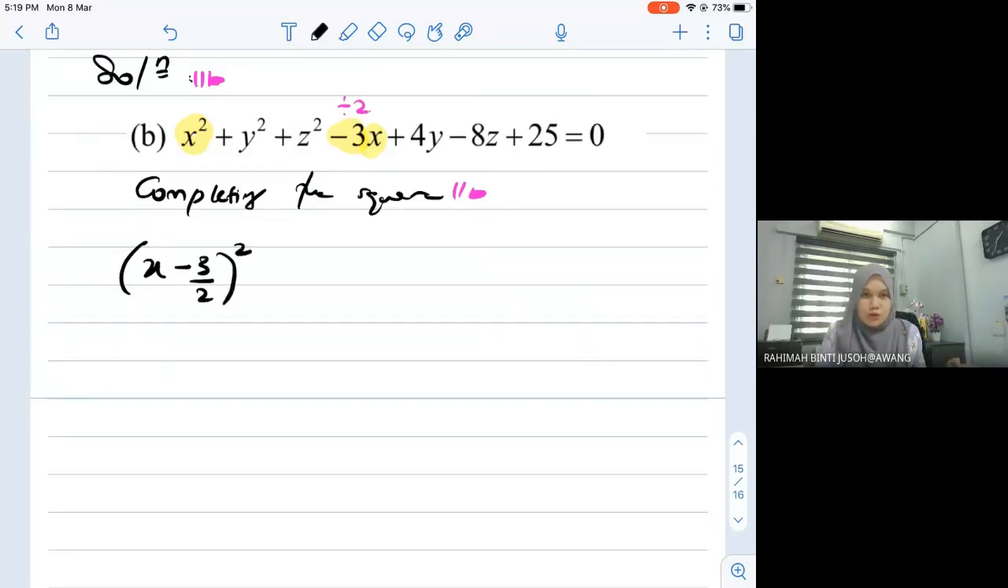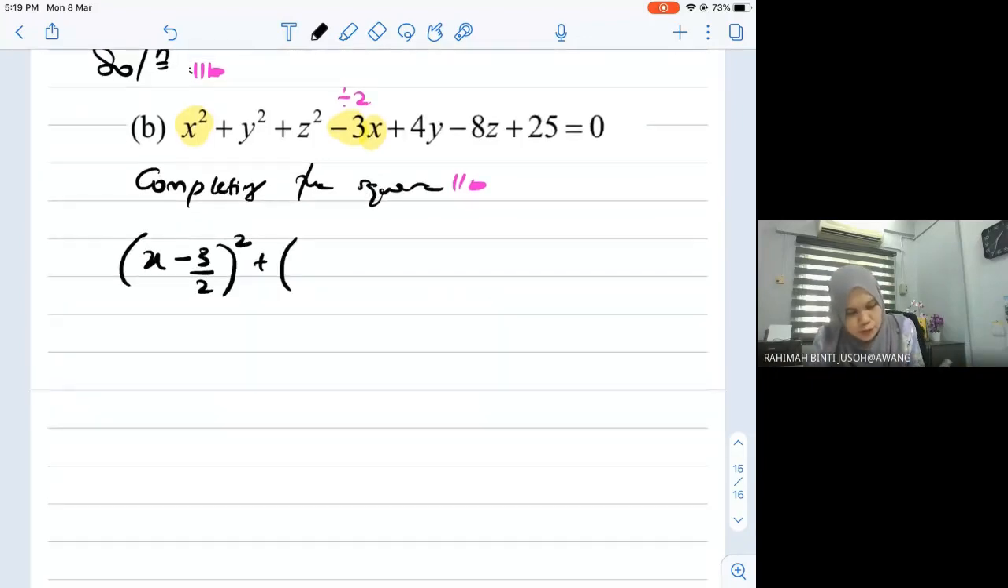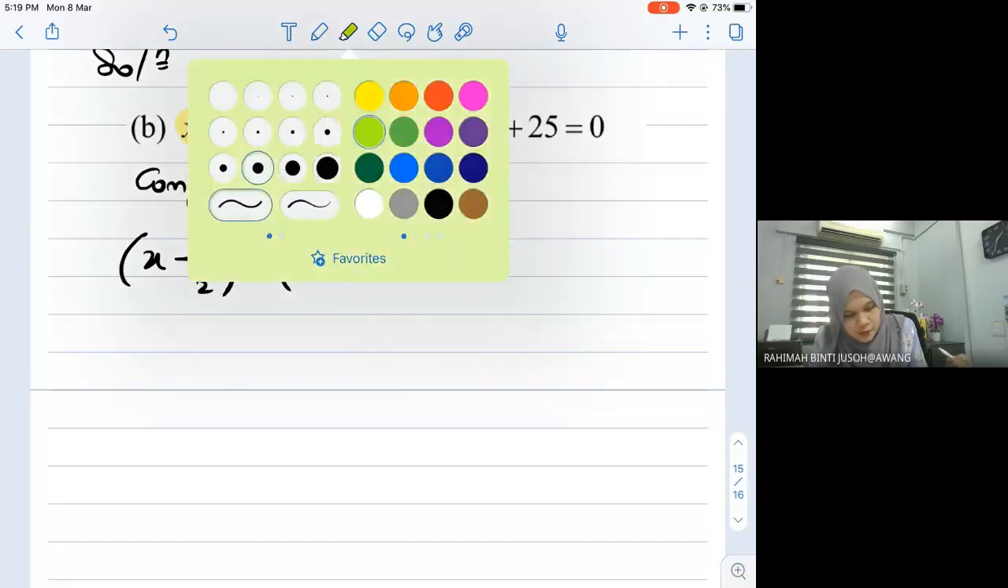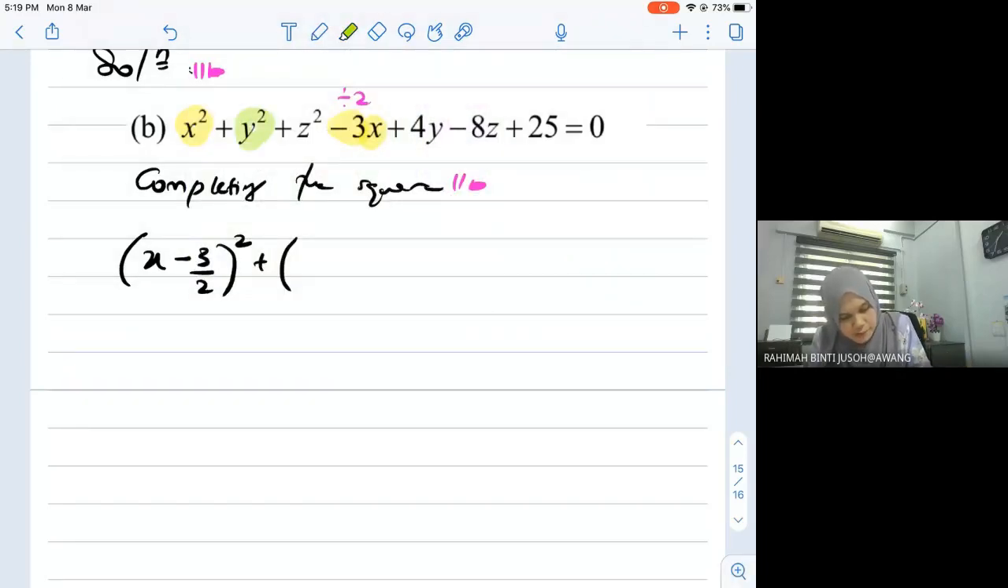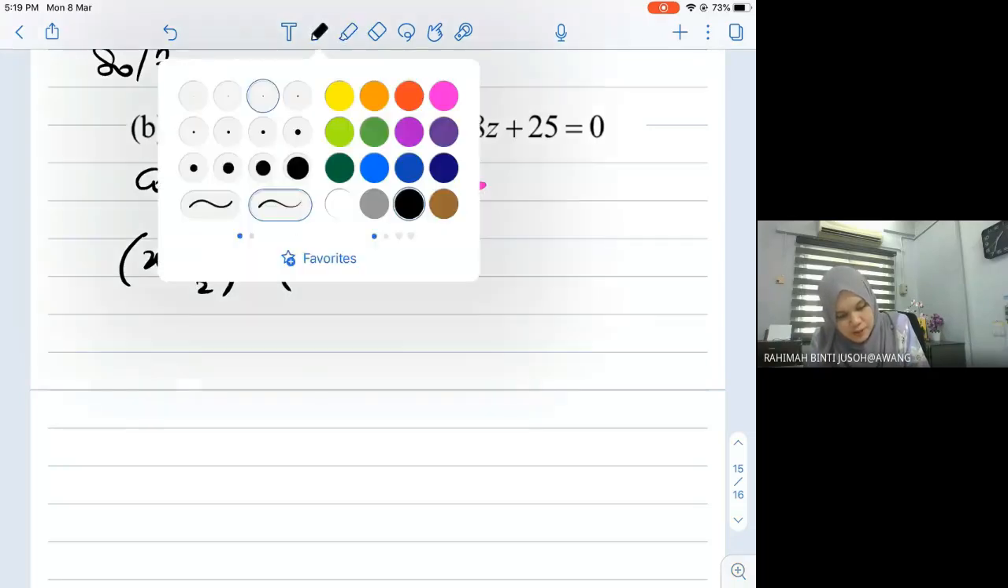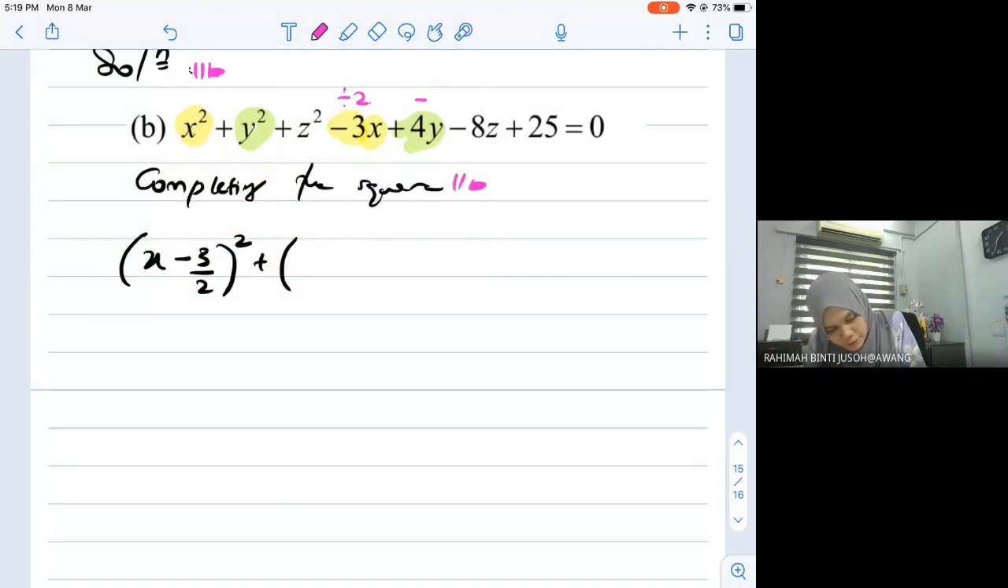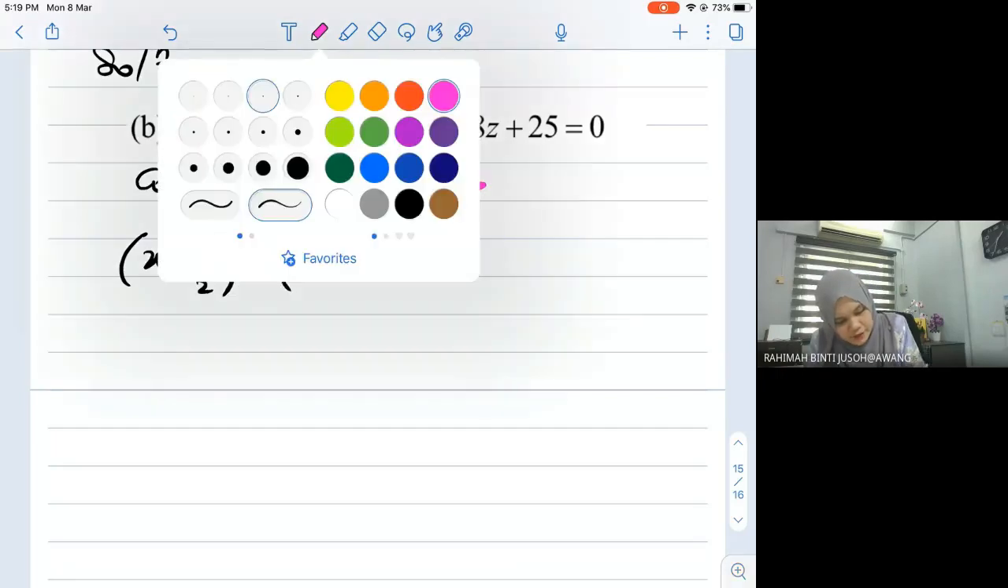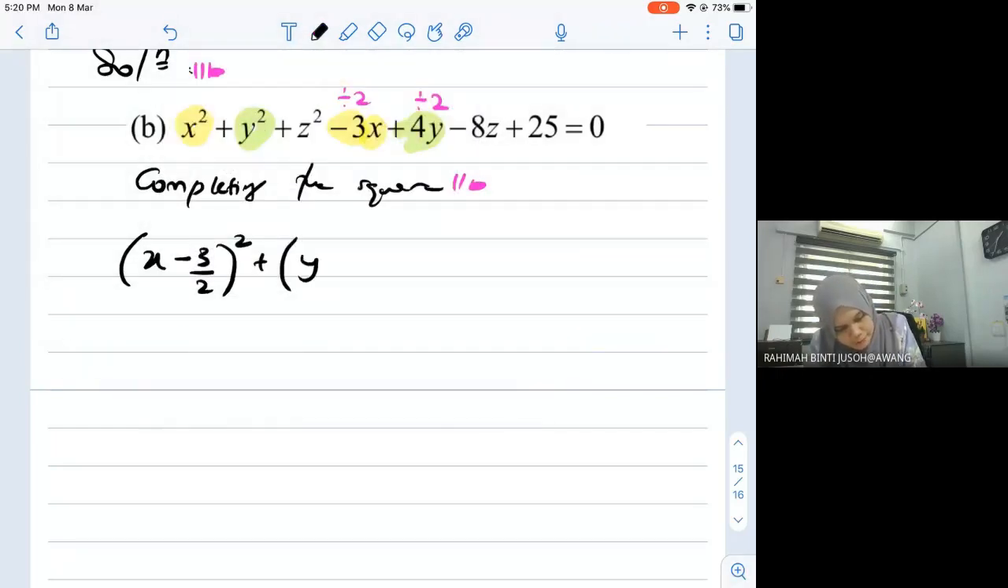So tutup kurungan, close. Settle on X plus, okay, buka kurungan untuk Y pula. Saya pakai warna hijau. Okay, Y pasangan dia plus 4Y. Plus 4 ni you kena bahagi 2 juga. Okay, so we will have Y plus 4. Okay, kenapa plus? Sebab dia plus lah. Kalau tadi negatif, sebab dia negatif 3. But now positive 4, so tambah lah. 4 divided by 2 is 2.